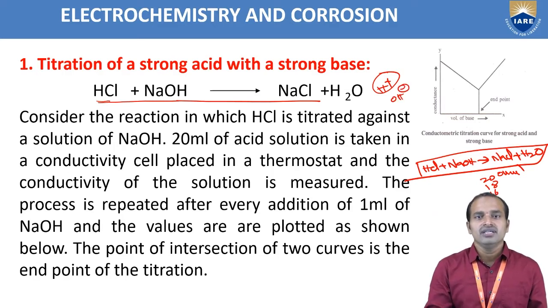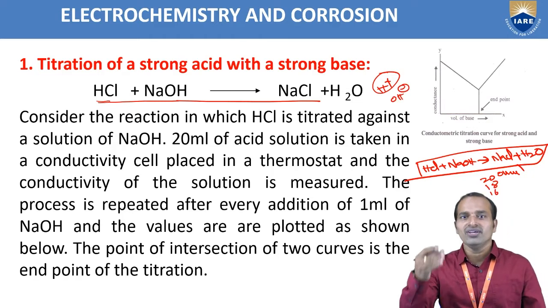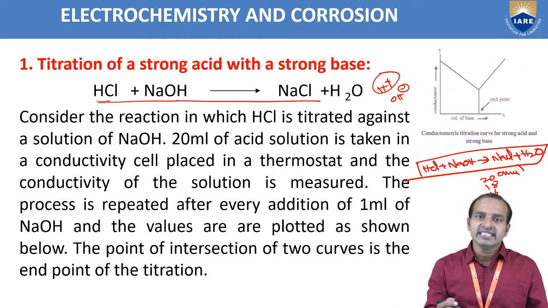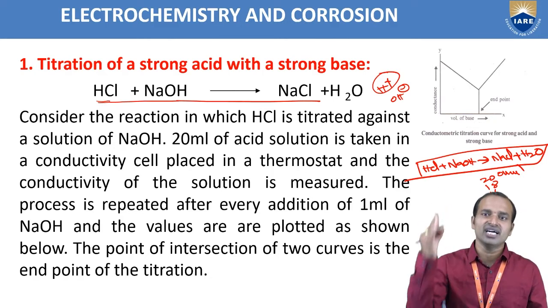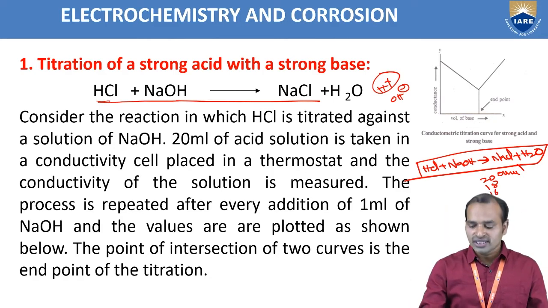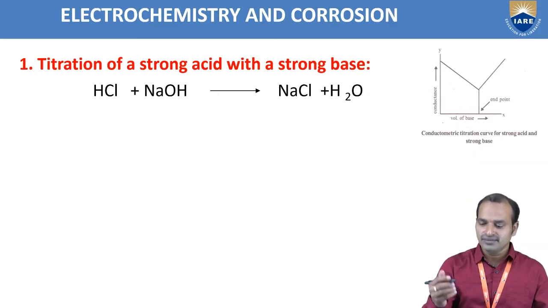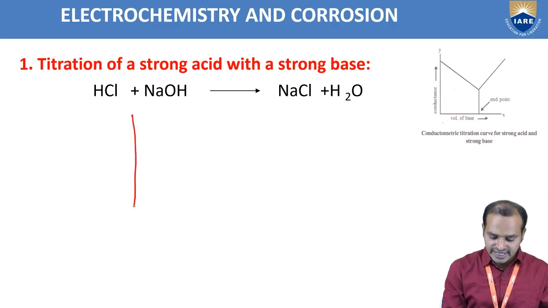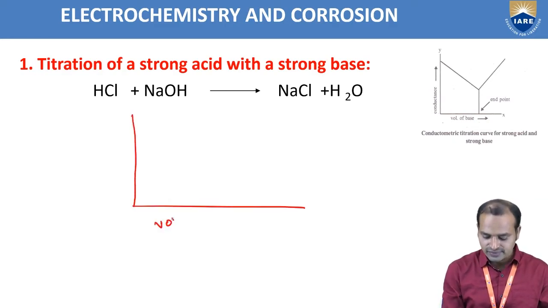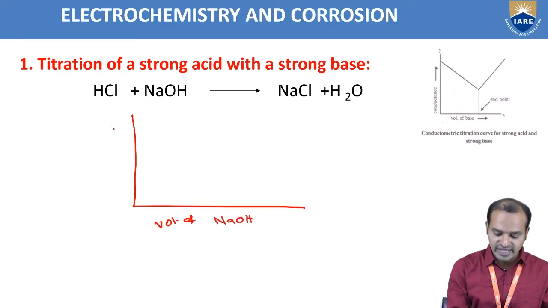First we observe that the conductance values slowly fall. Then after reaching the end point, the neutralization is over and the conductance values increase. So using the graph, we estimate the concentration of the acid. How? Let us see for the strong acid and strong base. In this case, on the x-axis we take the volume of NaOH and on the y-axis the conductance.